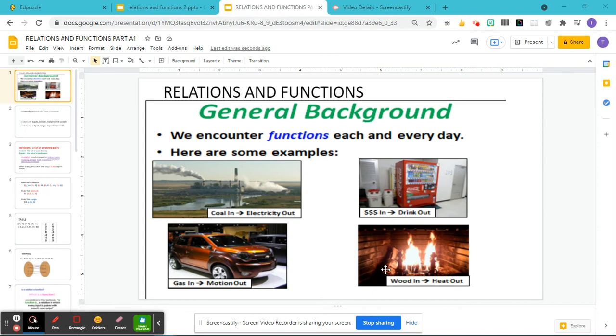So in this video, we're looking at relations and functions. You encounter functions each and every day. Look at these examples. In the first picture, I have to put coal in to get electricity out.